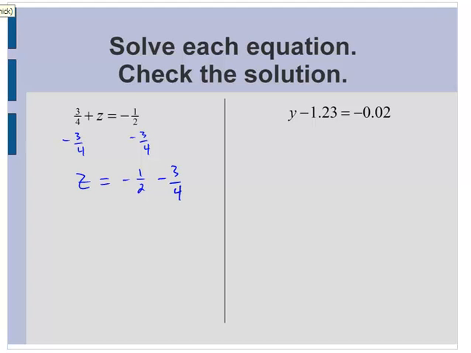Well, since I'm adding or subtracting fractions here, I need a common denominator. So 4 will work. I'll build up the first fraction by a factor of 2. So I have z equals negative 2/4 minus 3/4. Z equals negative 2 minus 3 over 4. Negative 2 minus 3 is negative 5, so z is negative 5/4.